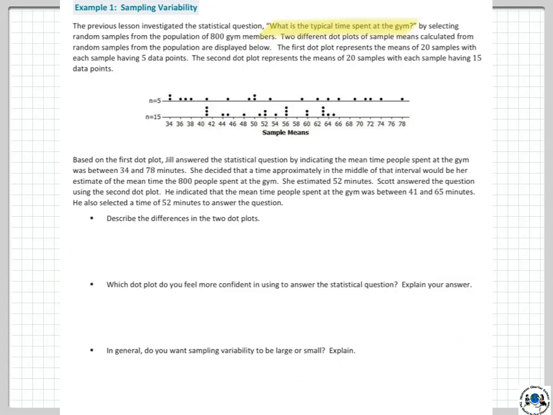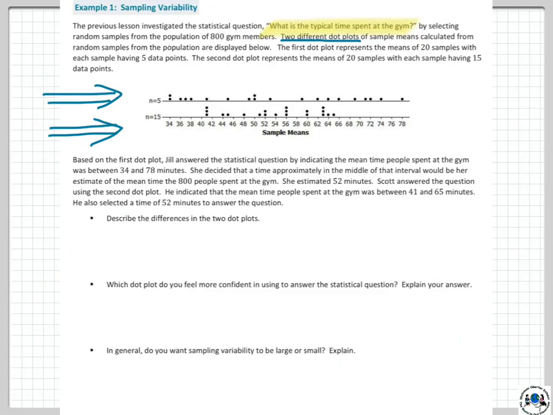Okay? So anyway, we selected random samples from a population of 800 gym members. Remember, we had those charts of 800 specific times. Two different dot plots of sample means calculated from the random samples from the population are displayed below. These are ones that they have generated for us, not ones that we generated.